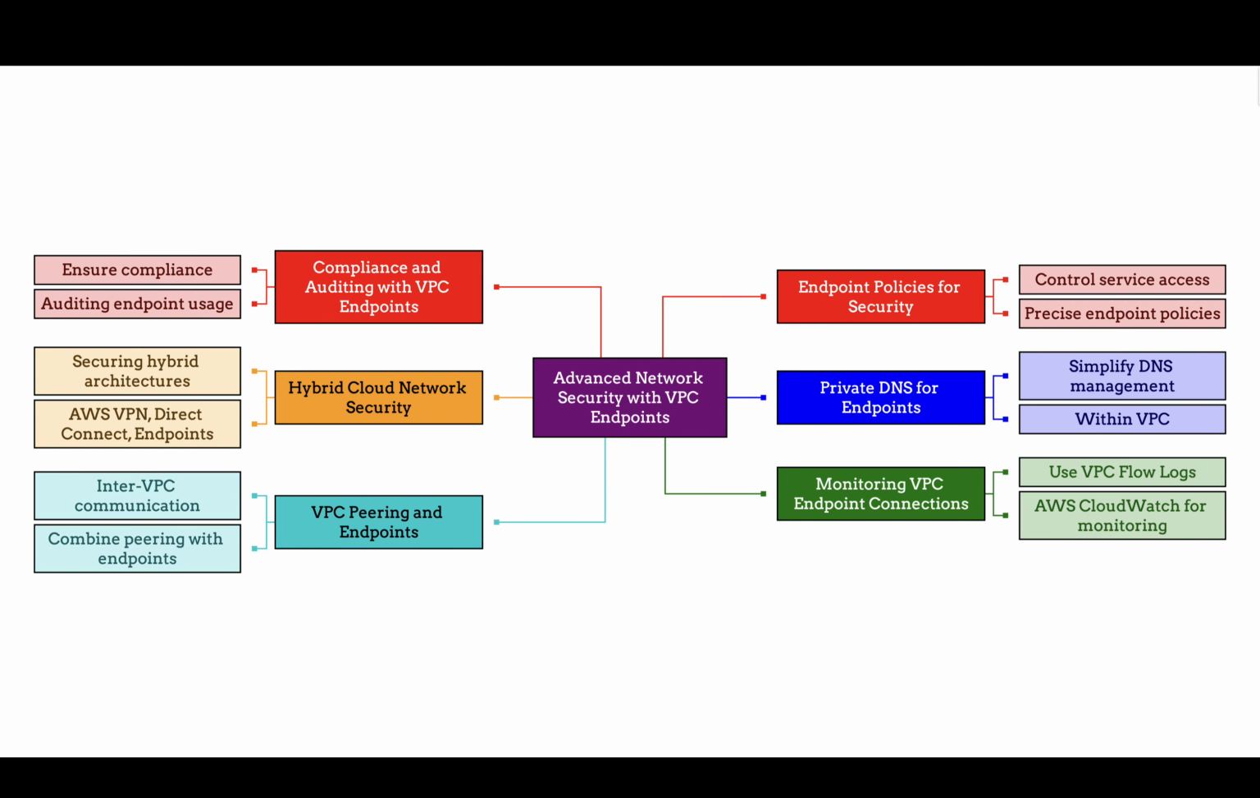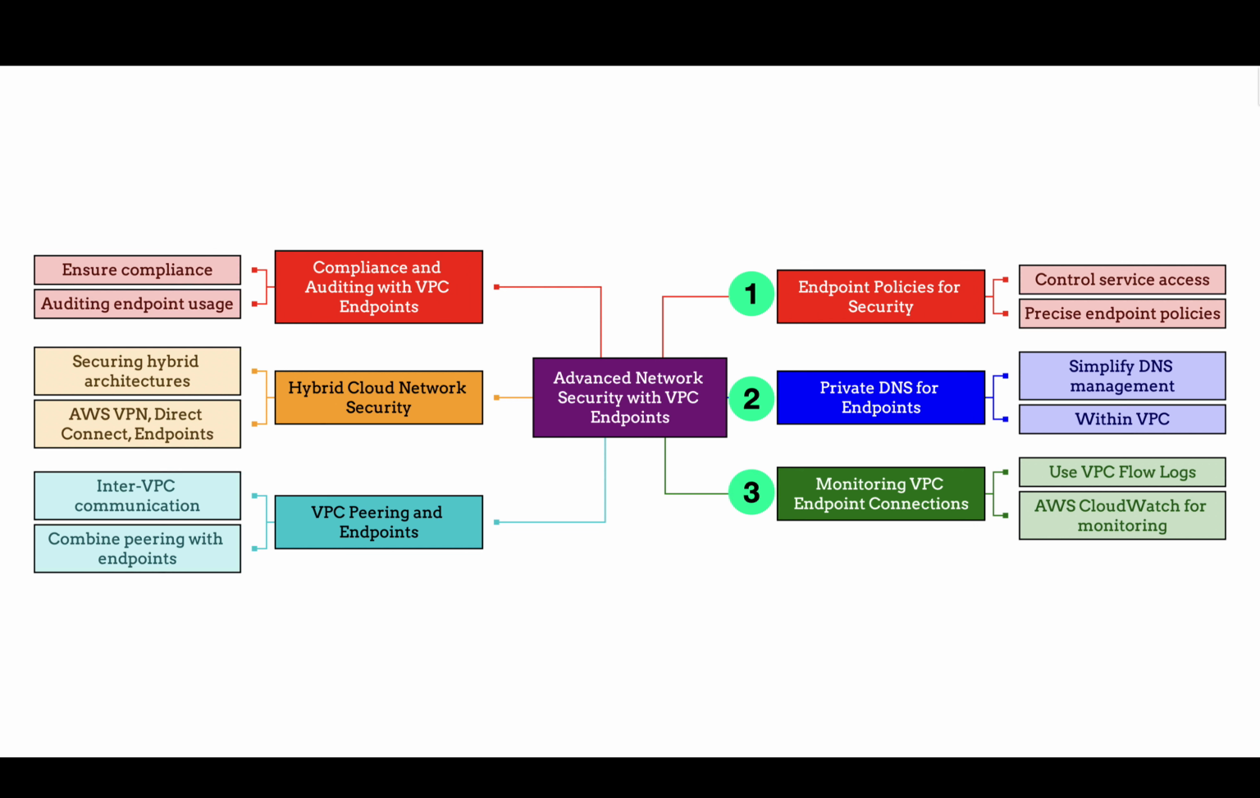Advanced network security with VPC endpoints. 1. Endpoint policies for security. Utilize endpoint policies to precisely control how services are accessed through the endpoint. 2. Private DNS for endpoints. Leverage private DNS names for endpoints to simplify the DNS management within a VPC.